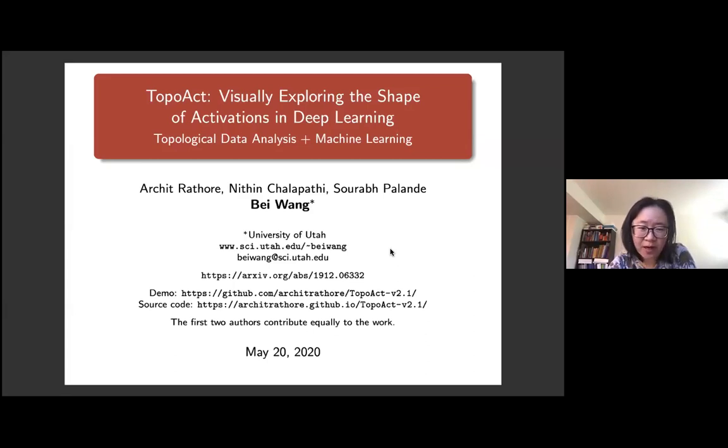The first two authors I want to note are Archit and Nisson, who both contributed equally to this work. The paper is on arXiv, and the most exciting part is that we also have a demo as well as source code that is publicly available. If I have time towards the end, I'll give a demo.